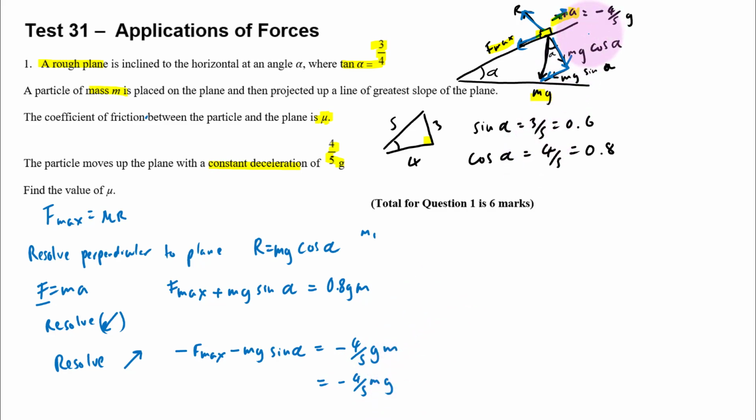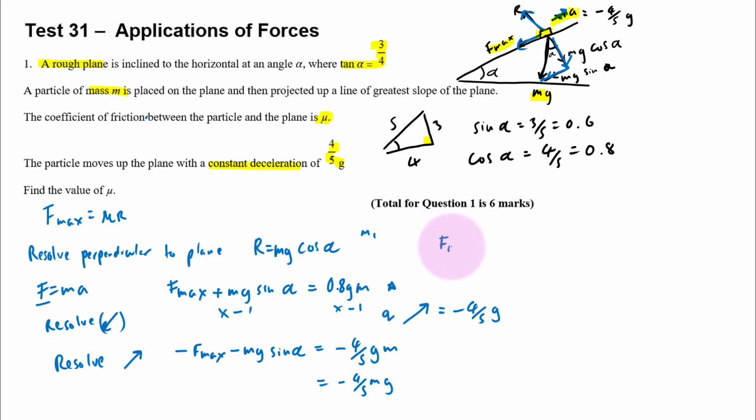Now that's because if you think about it, if we're resolving this way, the acceleration is actually negative as given by the question. Okay, now if you multiply this top one, both sides, by -1, you can see that they're both the same. So it depends on what you prefer. So once you've got that, it becomes quite easy. So I am going to get F max on its own, and I can use either one of these as long as you're just resolving. So I'm just going to use this one here.